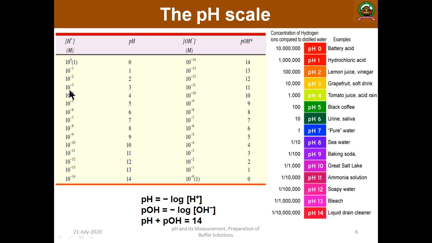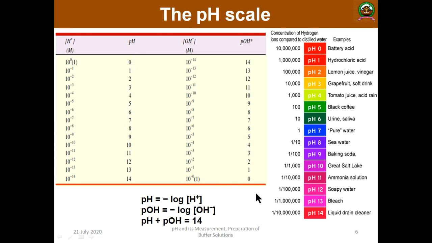Here H plus is 10 raised to minus 3, pH 3, and the pOH is 11. Then similarly, and so on. Finally, at pH 13, the H plus is 10 raised to minus 13, the OH minus ion is 10 raised to minus 1, and the pOH is 1. At pH 14, the OH minus molarity is 10 raised to 0, that is 1, and the pOH is 0. So you know that the pH is equal to negative logarithm to the base 10 of hydrogen ion concentration. Similarly, the pOH is equal to negative logarithm to the base 10 of OH minus concentration.